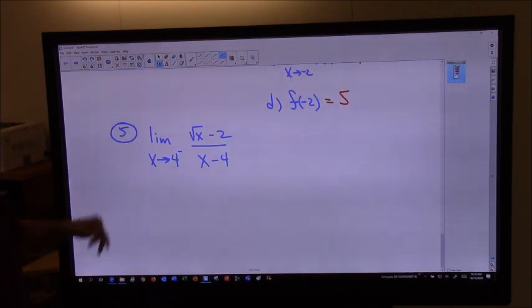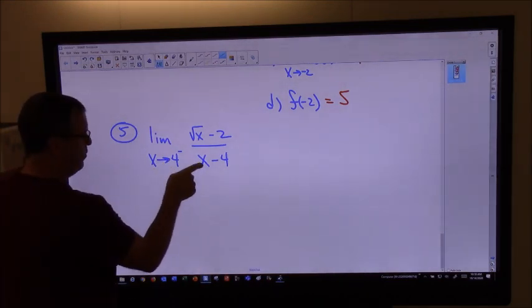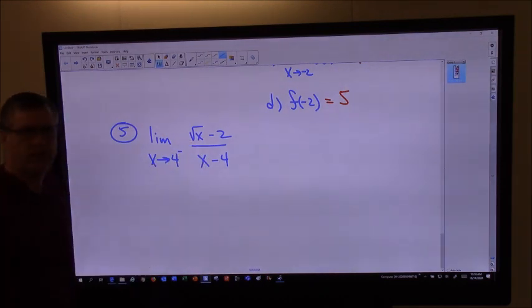All right, you guys go ahead and try this one. So, here's what's going to happen. We're going to look at this, we're going to go, well, if you put a 4 in there, it's undefined, so limit does not exist.